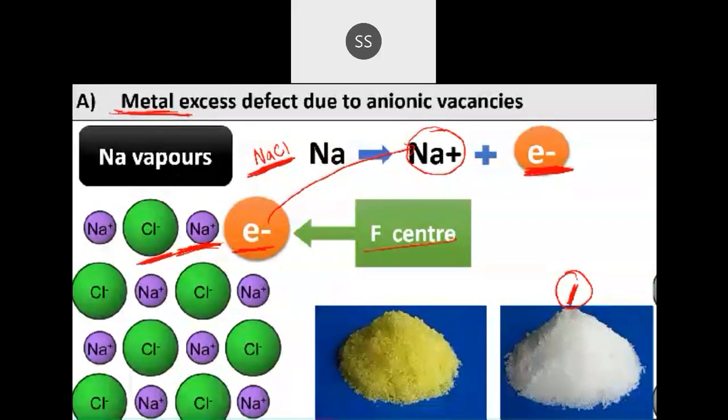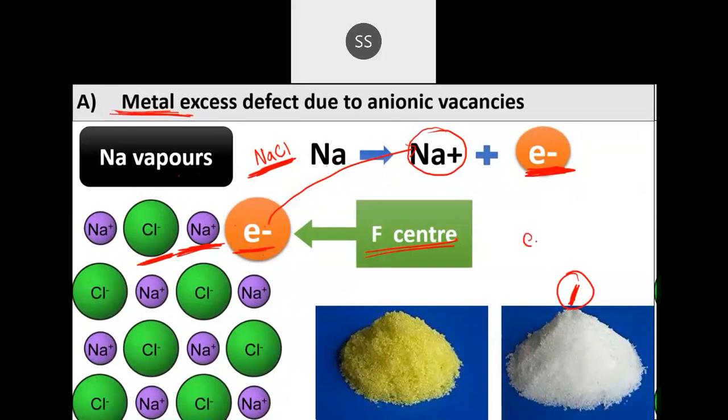I will tell you why it is called F center. This electron which is present over here can absorb a certain amount of energy and go to the higher state, the excited state. And when they come back to the ground state, they emit a certain amount of energy, which you are able to see in the form of colors. I have explained this even in the S block. If you remember, when we were doing alkali metals last year, they impart certain colors. Flame test, if you remember.